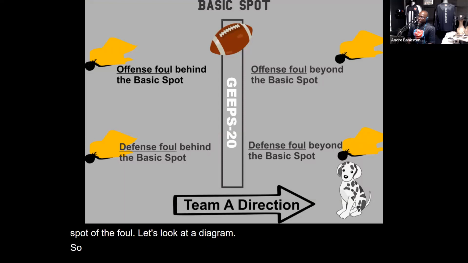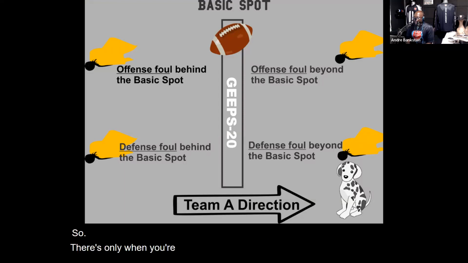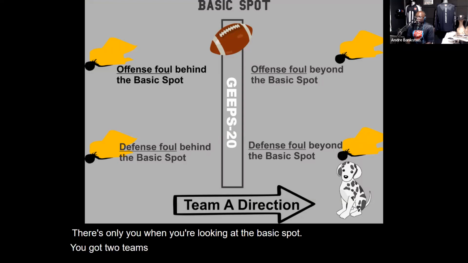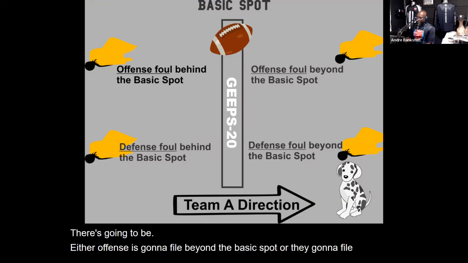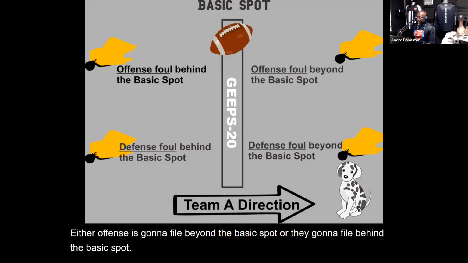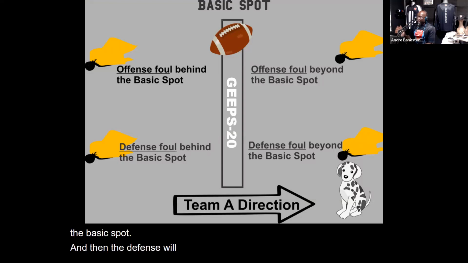So when you're looking at the basic spot, you got two teams. There's only four types of fouls there's going to be. Either the offense is going to foul beyond the basic spot, or they're going to foul behind the basic spot. And then the defense could foul beyond the basic spot, or they're going to foul behind the basic spot.